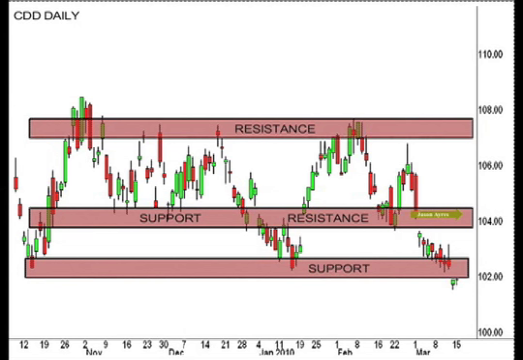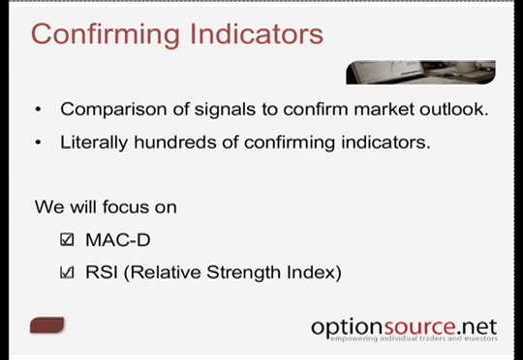Now, we talked a little bit about earlier on the idea that as a technical analyst, we have to break down the chart itself and look for a number of different signs that are supporting our particular directional bias. So one thing that we'll add to our price chart are a couple of confirming indicators.